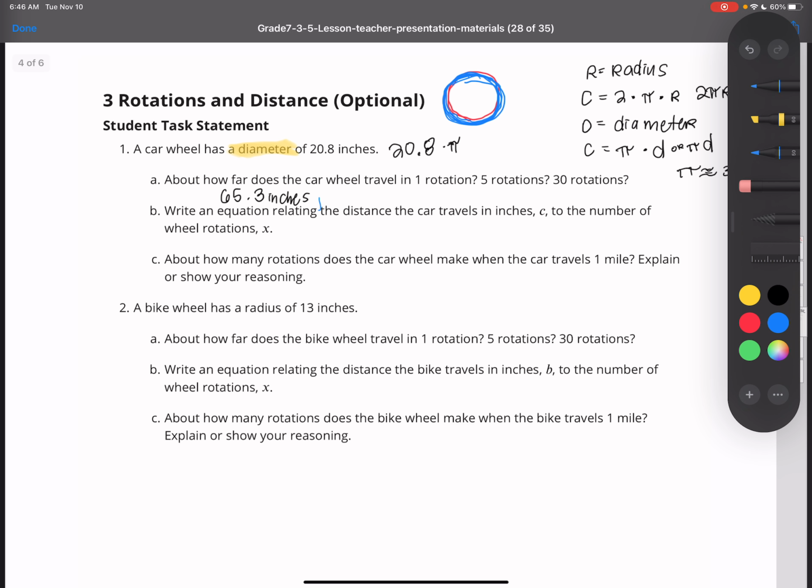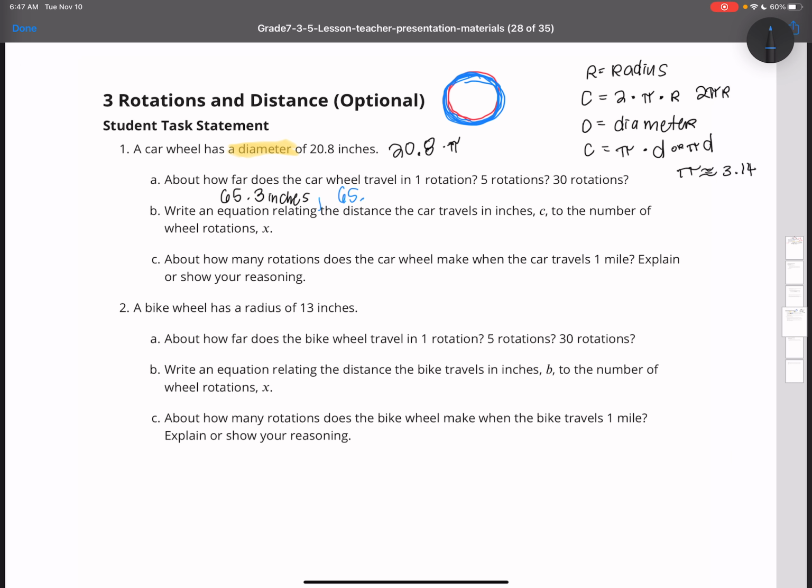Think about it, 5 rotations. If you guessed to multiply that answer by 5, you are absolutely correct. So you could write down 65 3/10 times 5, because that's indicating the 5 rotations. And it would give us 326.5 inches. If you wanted to round it to the nearest tenth, you can. That's fine with me. We're just trying to study a skill today.